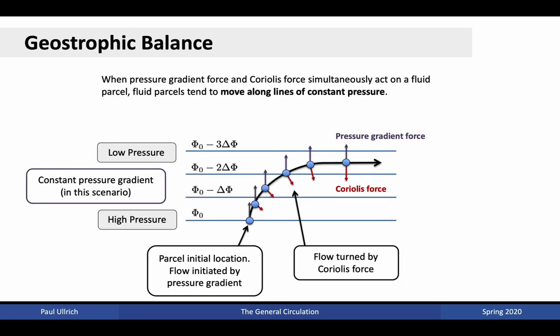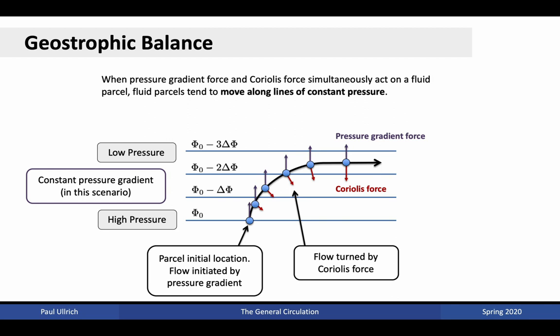When pressure gradient force and Coriolis force simultaneously act on the fluid parcel, we find that the fluid parcels tend to move along lines of constant pressure. Consider this depiction. We have a fluid parcel at its initial location at the bottom of this diagram. We have a pressure gradient that exists between high pressure at the bottom of the diagram and low pressure at the top. Because of the presence of this constant pressure gradient, the fluid parcel will experience an acceleration towards the top of the diagram. In this particular scenario, again, we're assuming a constant pressure gradient.